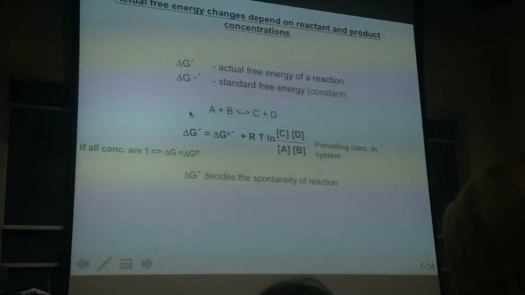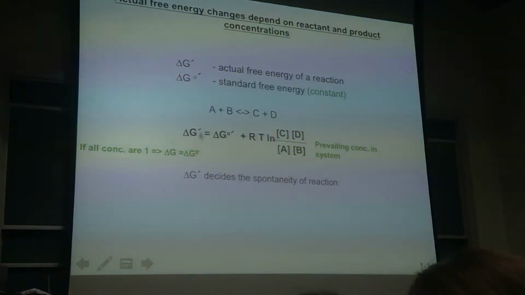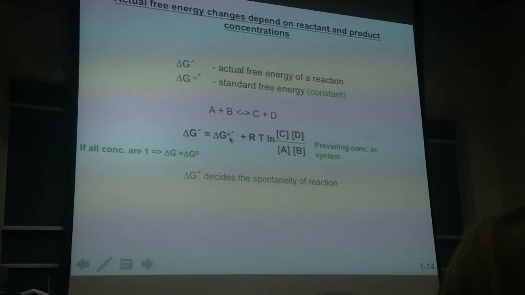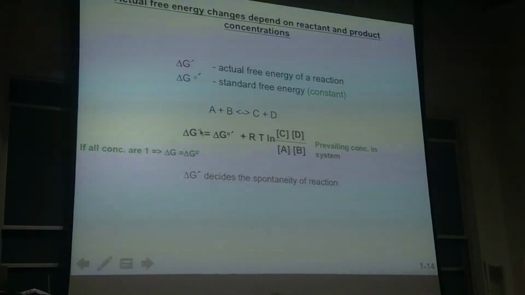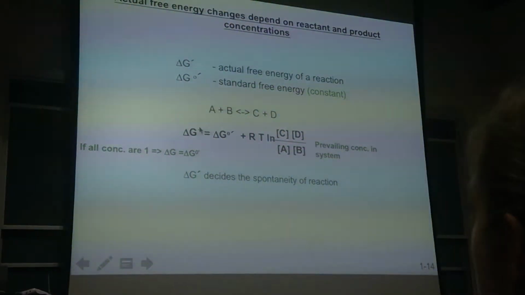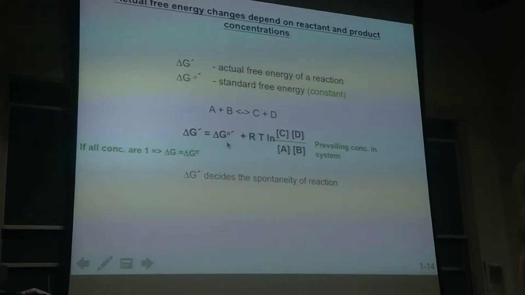So the actual free energy is delta G prime. It no longer has that zero for being standard. When you're taking a test or doing your problems, it might seem trivial, but this could be the difference between getting a problem right or wrong. So you want to be really careful to make a note of whether it's standard or whether it's the actual. So the actual is equal to the standard, which does not change.